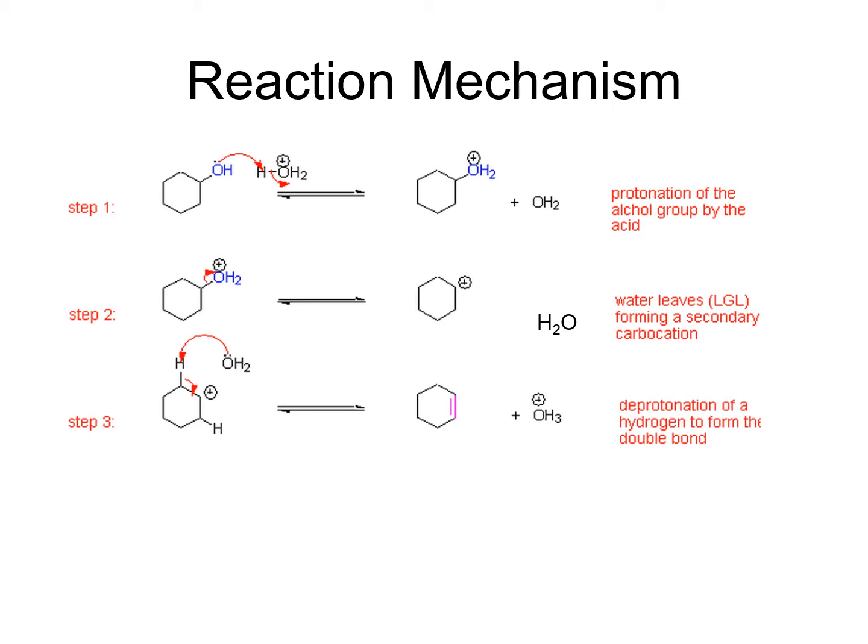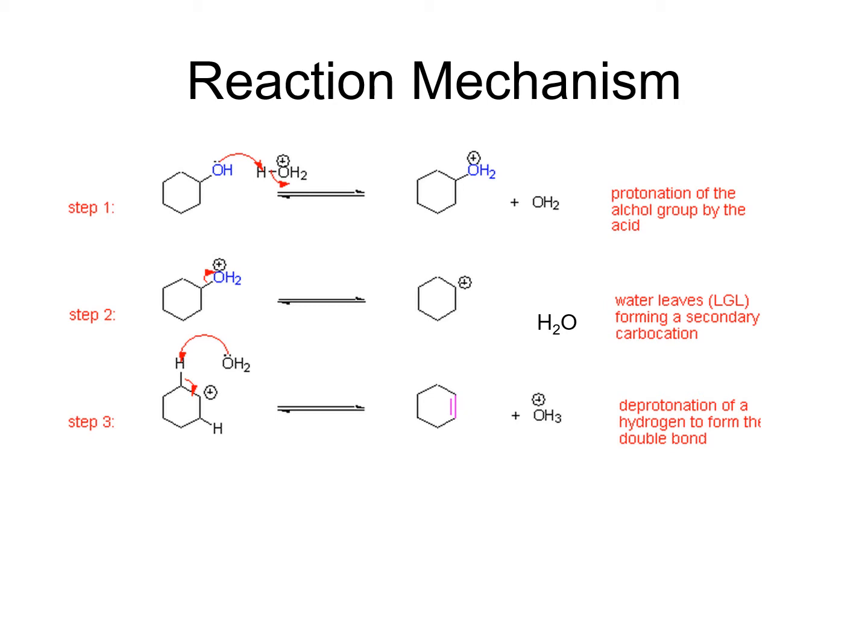And when that does drop off, you end up going to step 2. Step 2 shows that water leaving, and in its place becomes the secondary, in this case, carbocation. Your water has fully fallen off, and that's your elimination. You've eliminated water at that point.